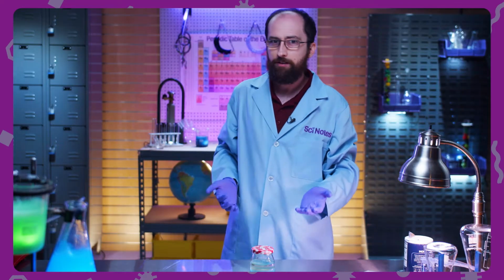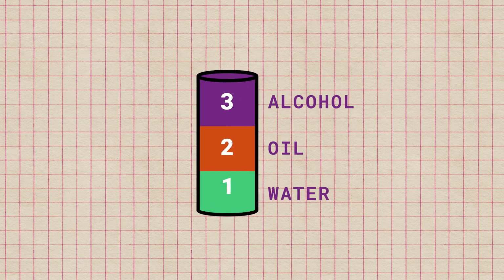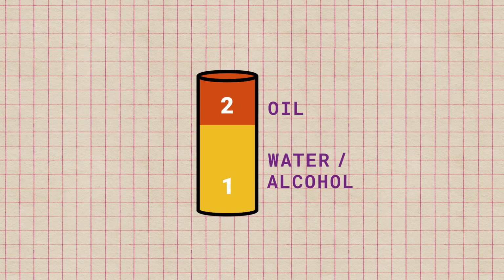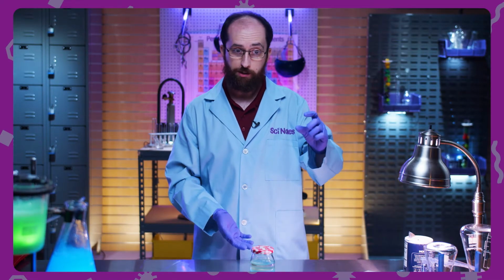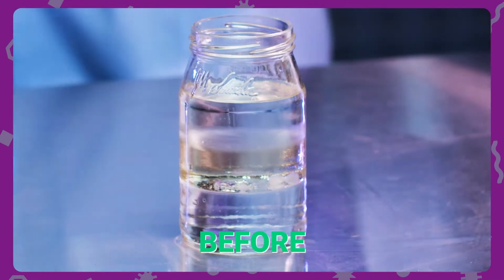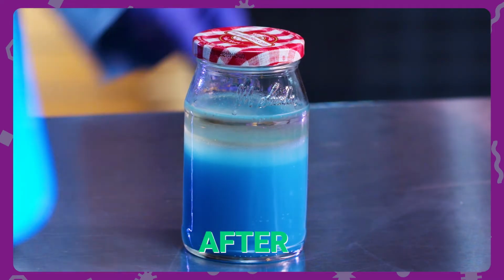So what happened? Well, when we shook the jar, we actually disturbed the layering, and the top and the bottom layers combined into one, since the alcohol, which was on top, and the water, which was on bottom, can mix together, and the oil was the only thing separating them.